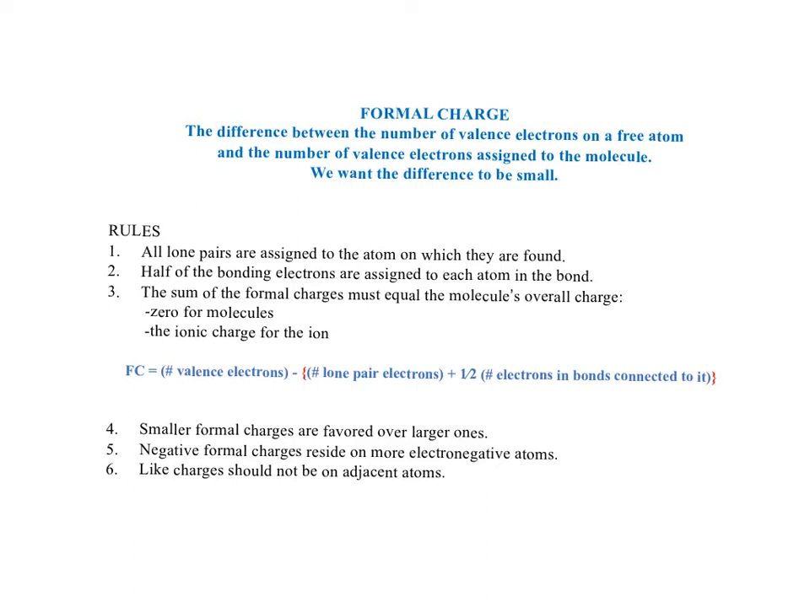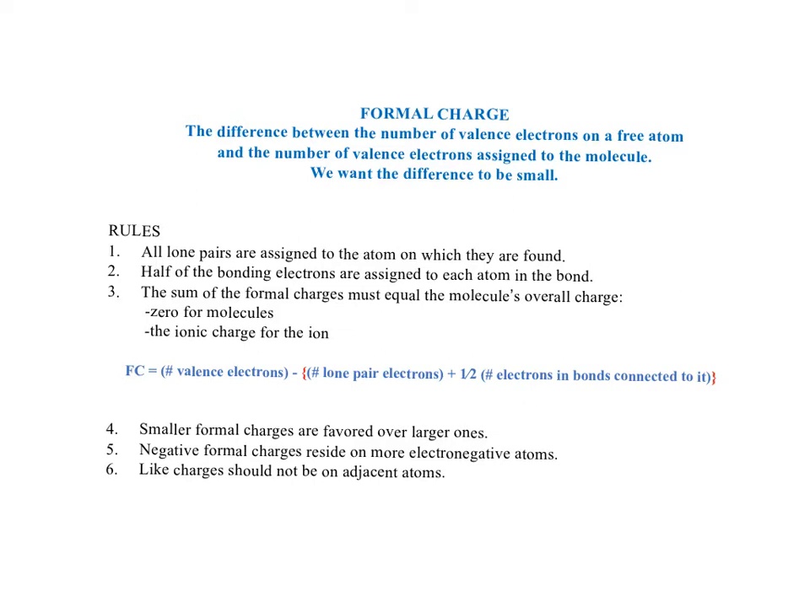Put all that together, and your formal charge is going to be the number of valence electrons, when it's by itself, just the element, minus, now when it's bonded, the number of lone pair electrons plus half the electrons in the bonds. We add those together and subtract that from the valence electrons and try to get a small number. Smaller formal charges are favored over larger ones, and we'll worry about the next two rules in a minute.